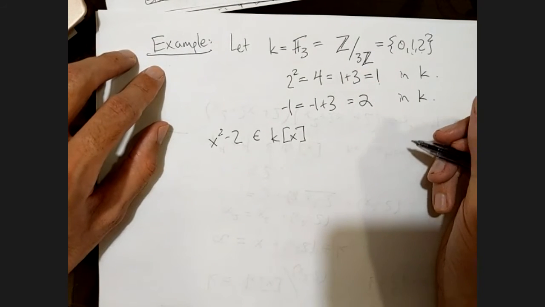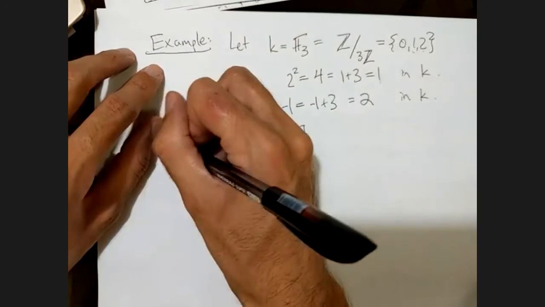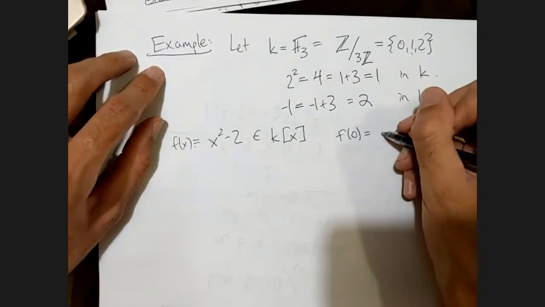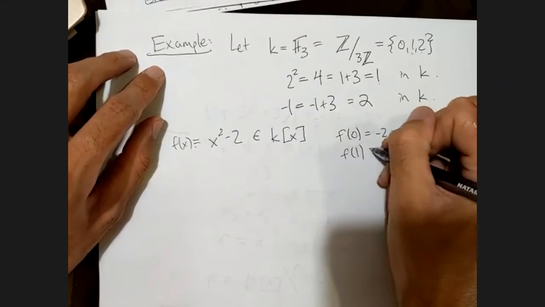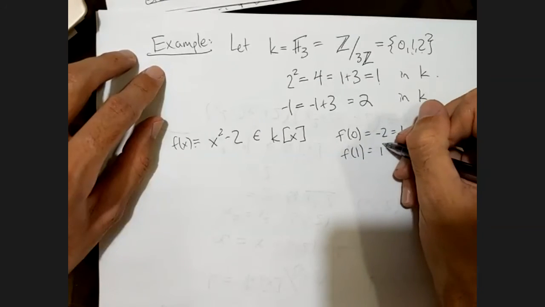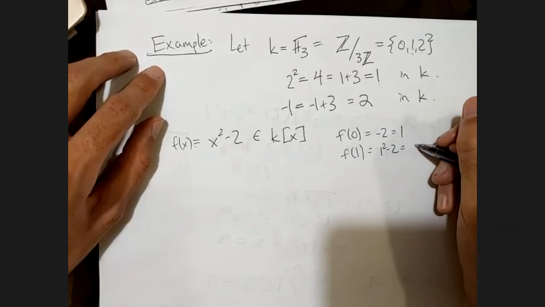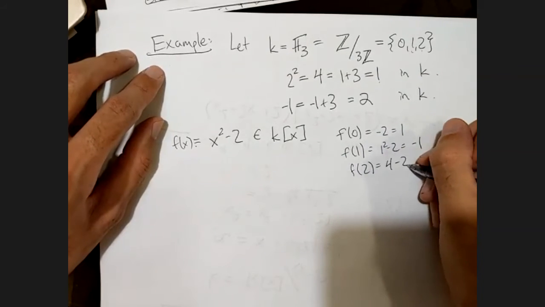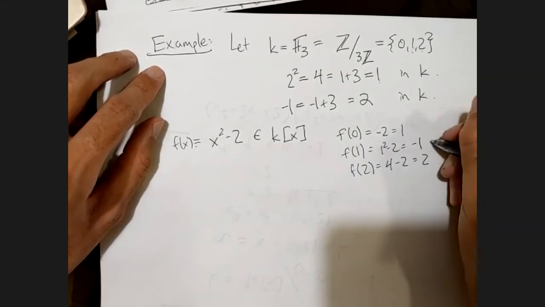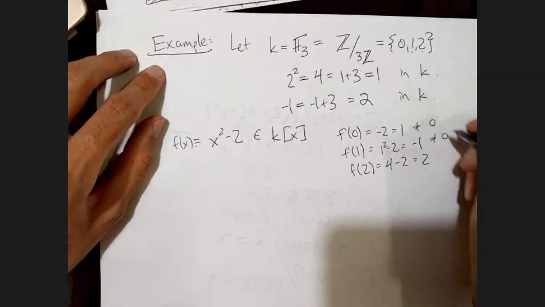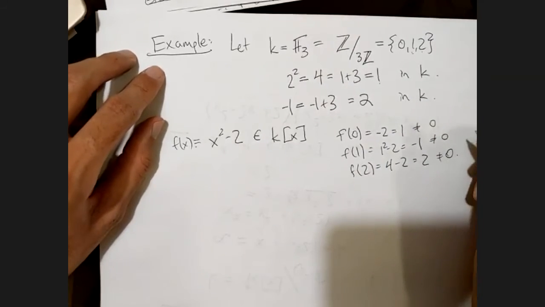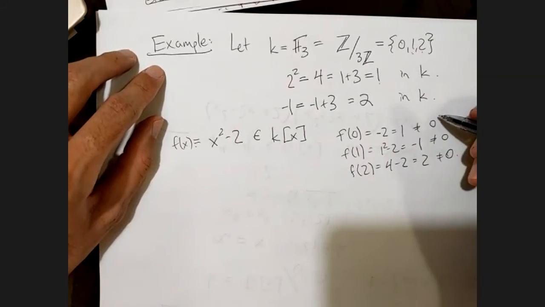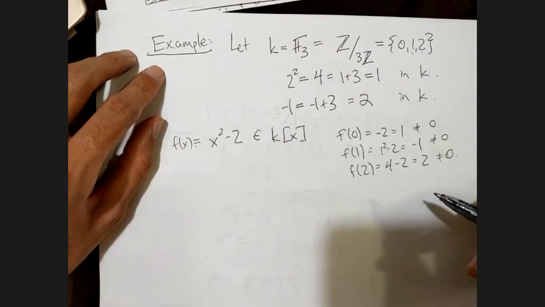This is a polynomial with coefficients in this field, K[x]. Let's call this f. Notice, f of 0 is negative 2, which is 1. f of 1 is 1 squared minus 2, which is negative 1. f of 2, that's 4 minus 2, which is 2. Anyways, none of these are 0. My field only has 3 things, so it's easy to check if it has no roots. None of the 3 things are roots. So f has no roots in K.